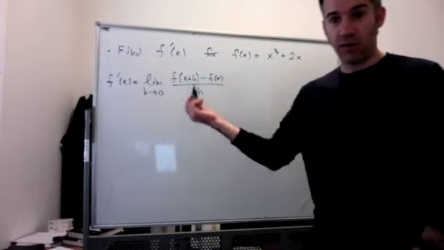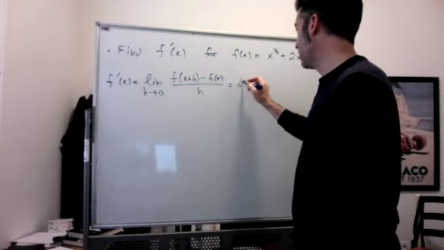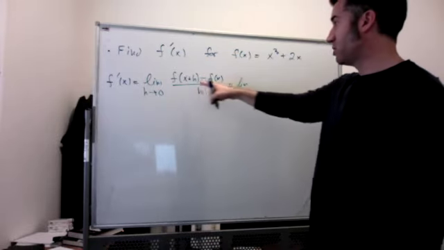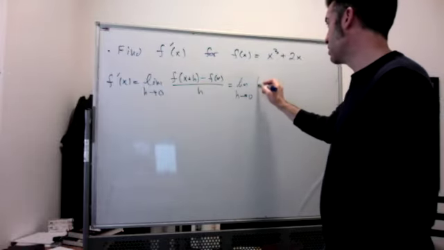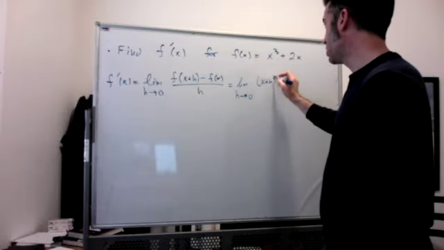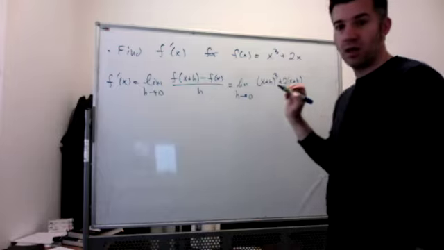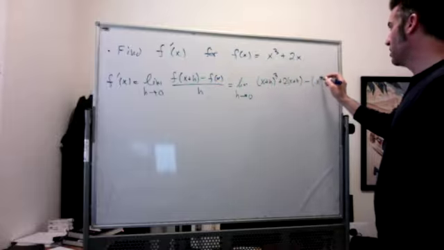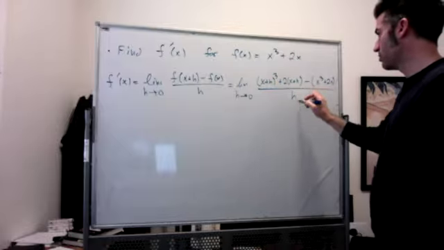And then you have to throw your function into the whole mix. So it's going to be the limit as h goes to 0. So f of x plus h, well, f of x is x cubed plus 2x. So f of x plus h is x plus h cubed plus 2 times x plus h, and then minus f of x, so minus x cubed plus 2x, all over h. That's our beginning.